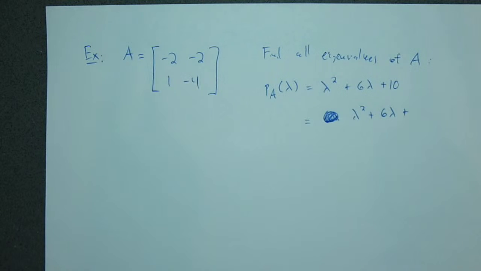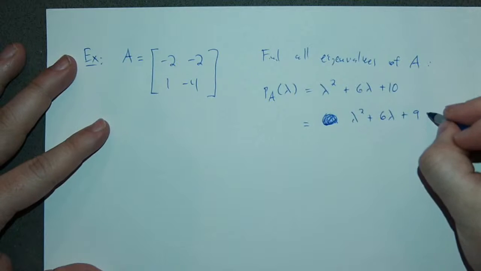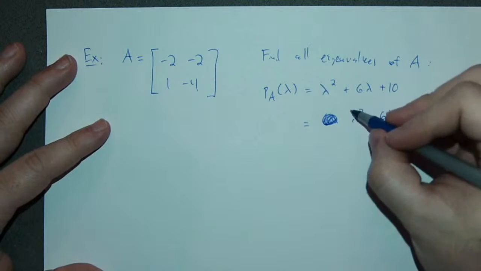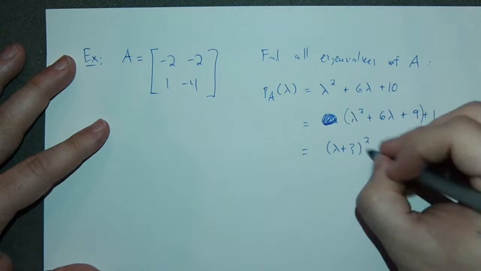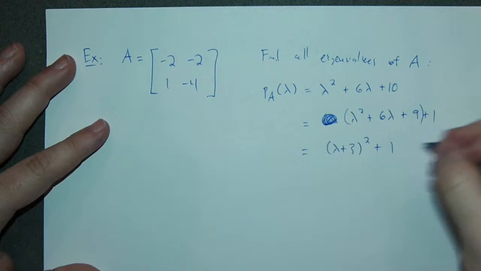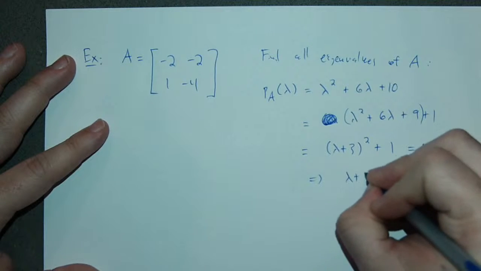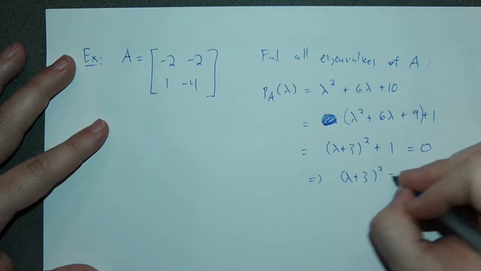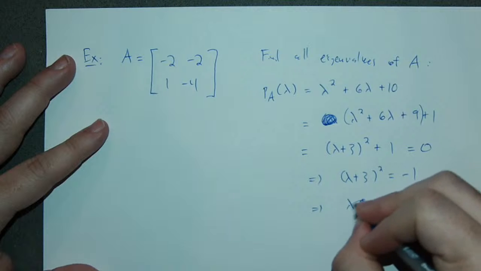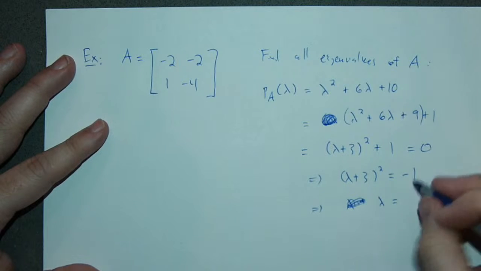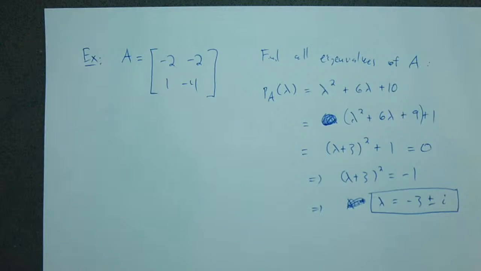Yeah, 9, exactly. So the idea is this is 9, but of course it's not really 9, it's 10, so it's 9 plus 1. But this factors nicely. This is lambda plus 3 squared, and this is plus 1. So if I set this equal to 0, then lambda plus 3 squared is equal to minus 1. Oh no, how do I solve this? Well, lambda is equal to minus 3 plus or minus i.